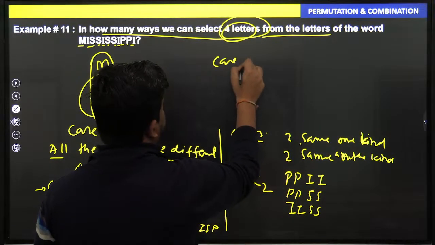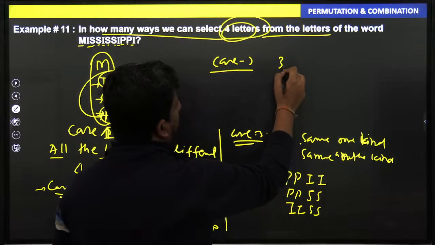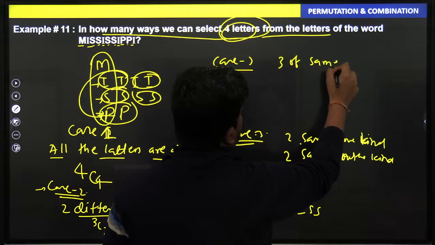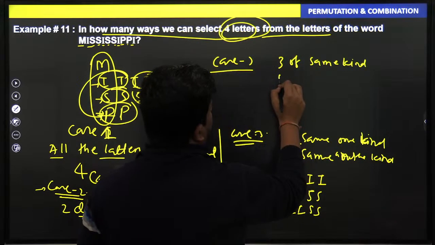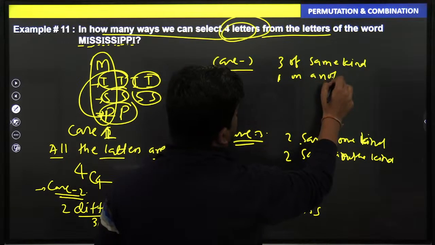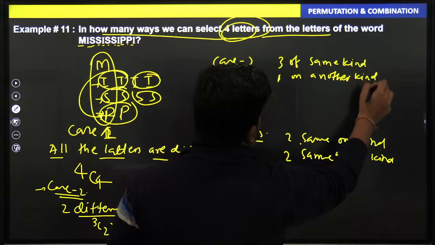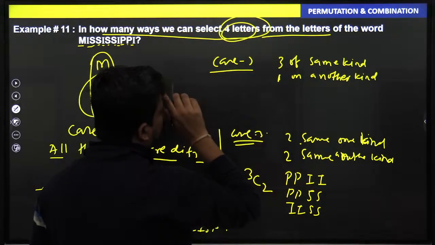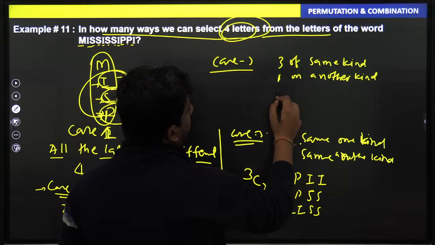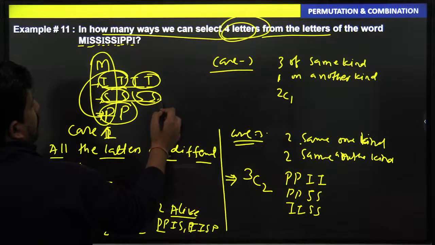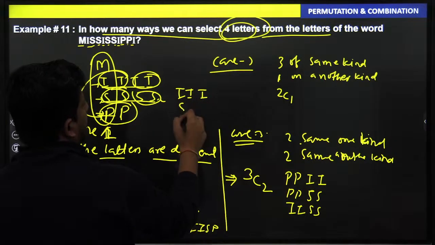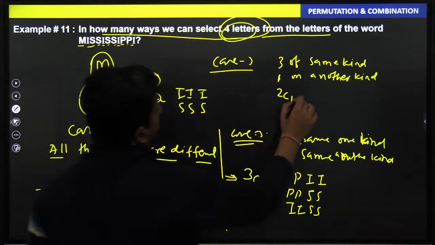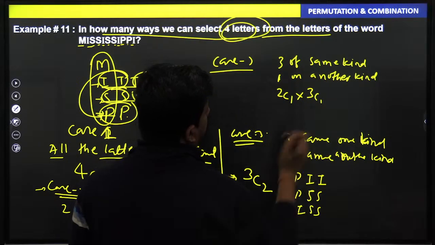Case 4 is what? Three of the same kind and one of another kind. So three of the same kind, who will give you? SSS or III. So that means 2C1, either they give III or they give SSS. So 2C1, and one of another kind. So 1, 2 or 3 members we have left, so they can contribute 3C1.